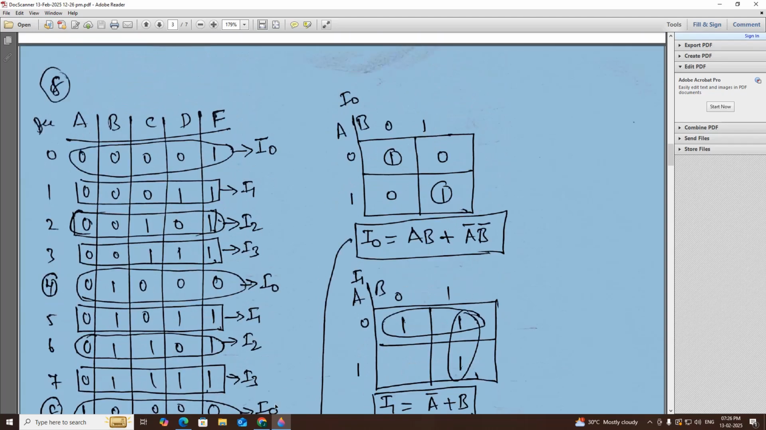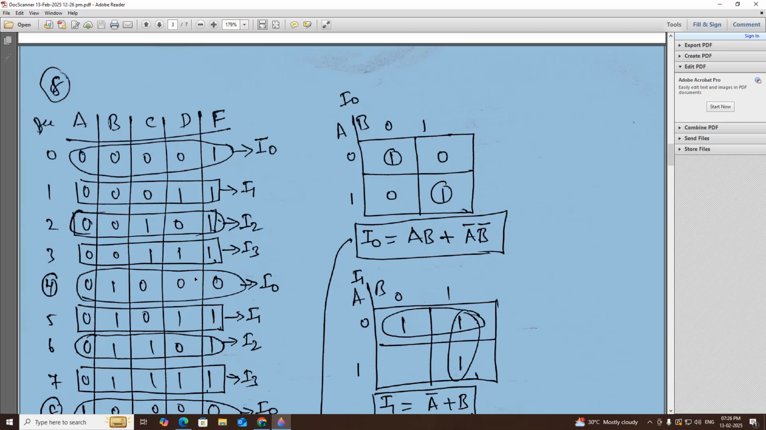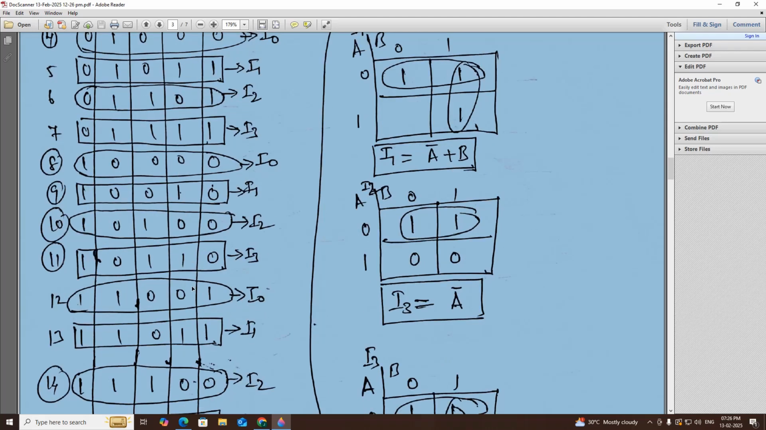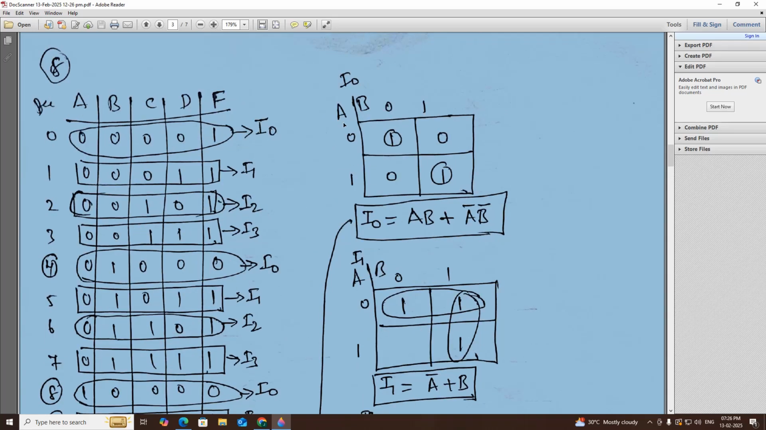Next, in the problem they told us to consider C and D as select lines. So C and D are select lines. Now CD equal to 0 0 means this is for input I0. So for the input I0 we will form a truth table with A and B as inputs to find the expression for I0.